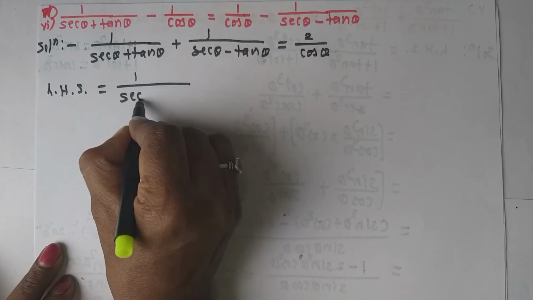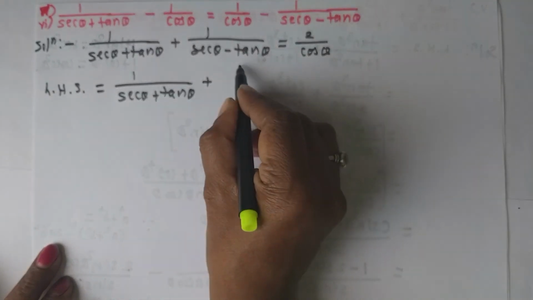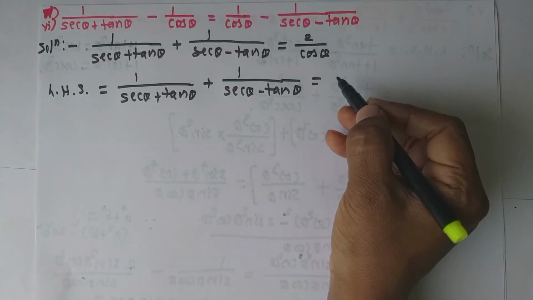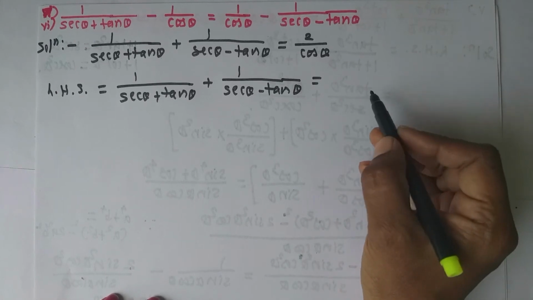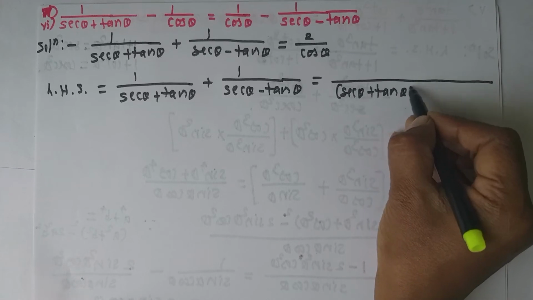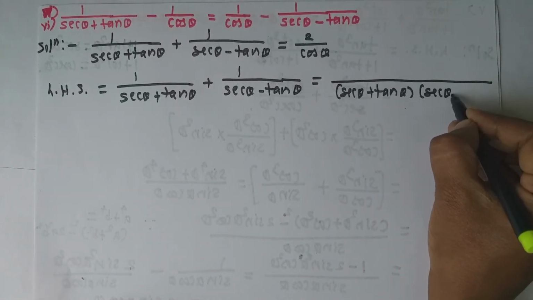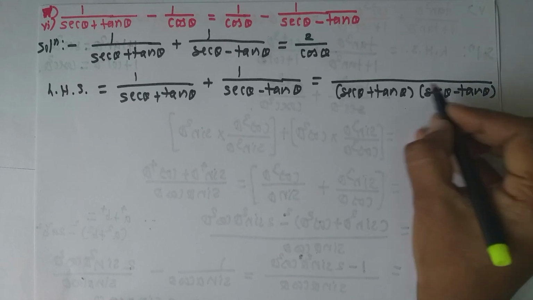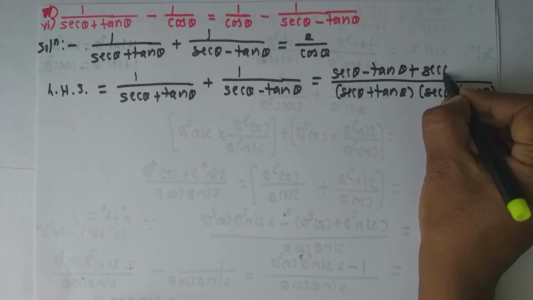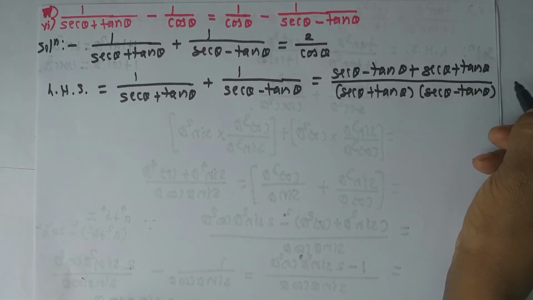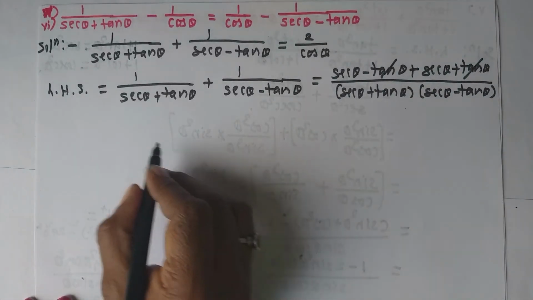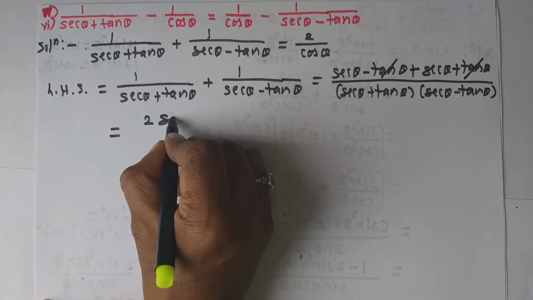Okay, now take the left hand side of this equation. This will be 1 upon (secθ + tanθ) plus 1 upon (secθ − tanθ). Now I will take LCM here. In the denominator, this will be (secθ + tanθ) in one bracket, and in the second bracket (secθ − tanθ). Now take the cross multiplication. This will be secθ − tanθ + secθ + tanθ. Now this plus tanθ and minus tanθ will get cancelled, and in the numerator there remains 2 times secθ.